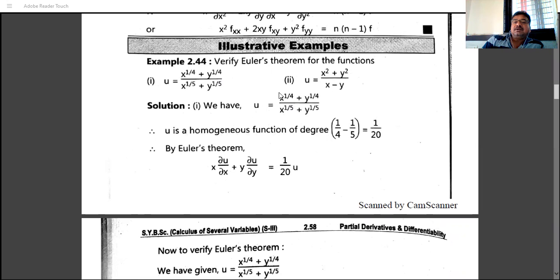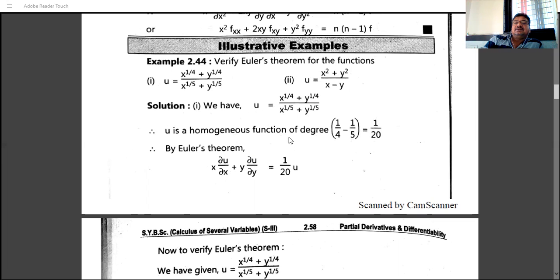The degree of the numerator is 1 by 4 and the degree of the denominator function is 1 by 5. And here the degree of this total function is the degree of the above function minus the degree of the lower function. Because if we replace x by tx, y by ty, then we have t raised to 1 by 4 divided by t raised to 1 by 5. And then t raised to 1 by 4 minus 1 by 5, that is 1 by 20, is its degree.